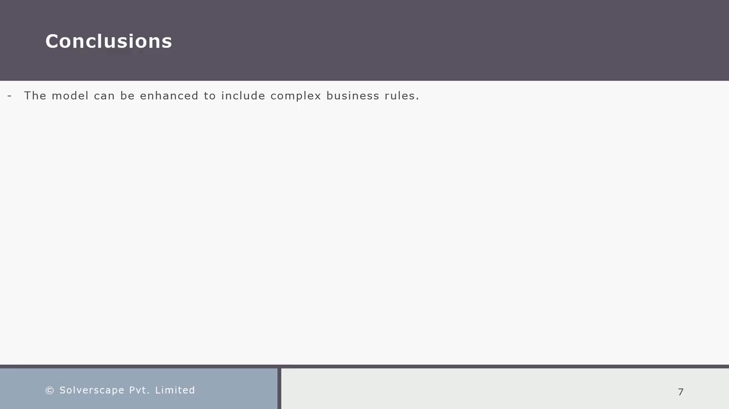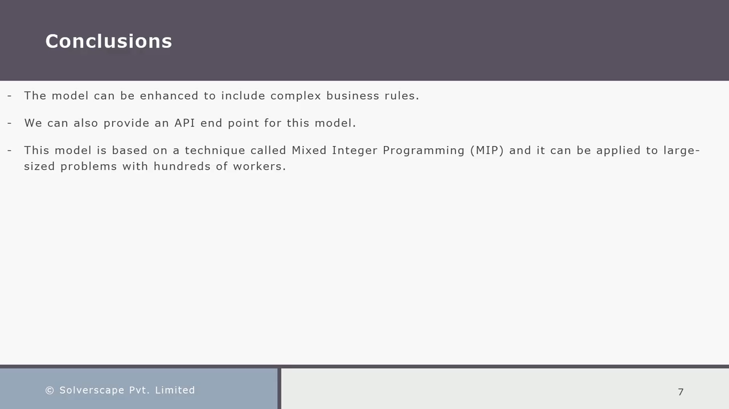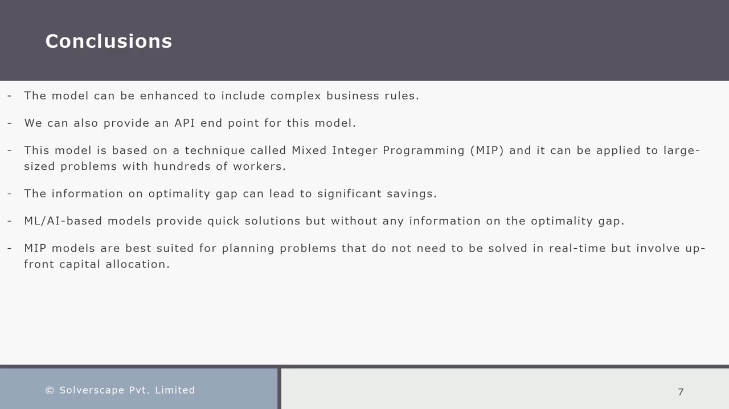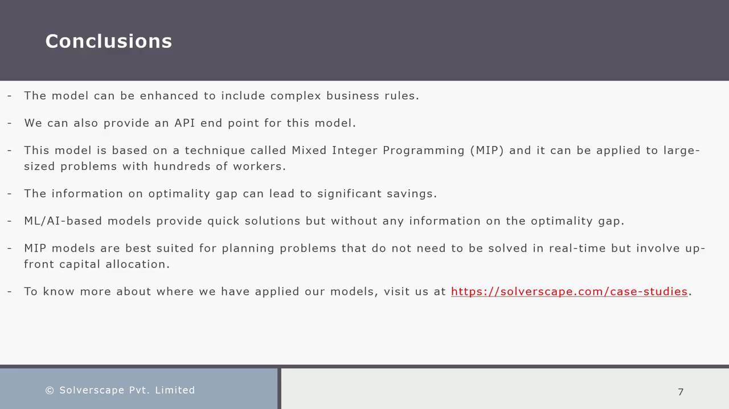So, conclusions: the model can be enhanced to include complex business rules. We can also provide an API endpoint for this model. The model is based on a technique called mixed integer programming, and it can be applied to large size problems with hundreds of workers and facilities. The information on optimality gap can lead to significant savings. ML AI based models provide quick solutions but without any information on the optimality gap. MIP models are best suited for planning problems that do not need to be solved in real time but involve upfront capital allocation.